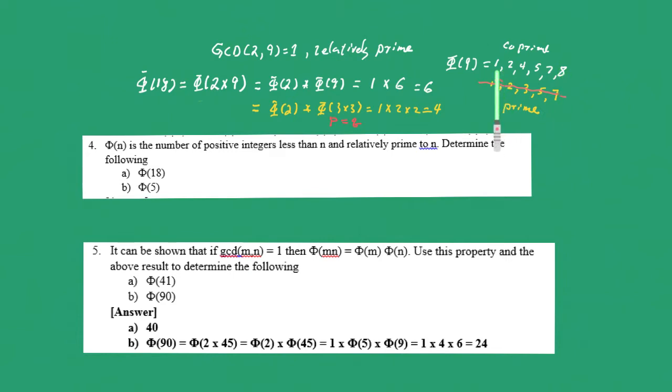So there are 6 of them: 1, 2, 4, 5, 7, 8. Therefore, the totient of 9 is 6. So 1 times 6 equals 6.